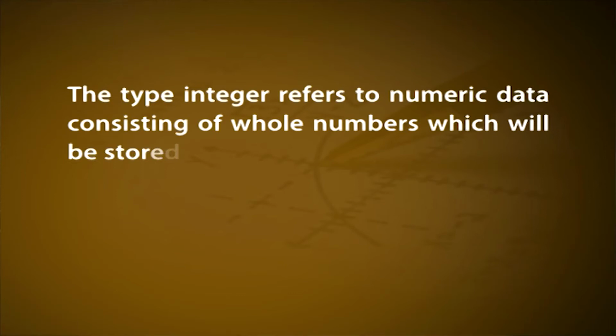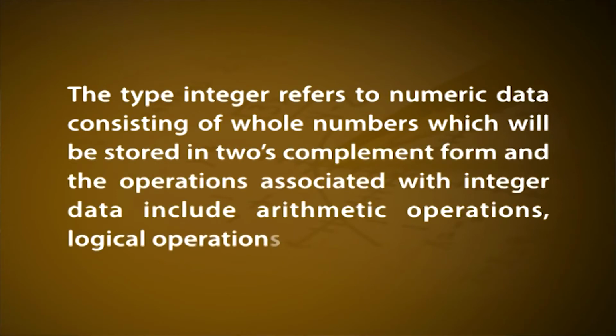The type integer refers to numeric data consisting of whole numbers which will be stored in 2's complement form, and the operations associated with integer data include arithmetic operations, logical operations, etc. An integer type variable to be used in a program should be declared toward the beginning of the program as int limit, which means that limit is a variable which will be used later in this program to refer to a memory area containing a value stored in 2's complement form.